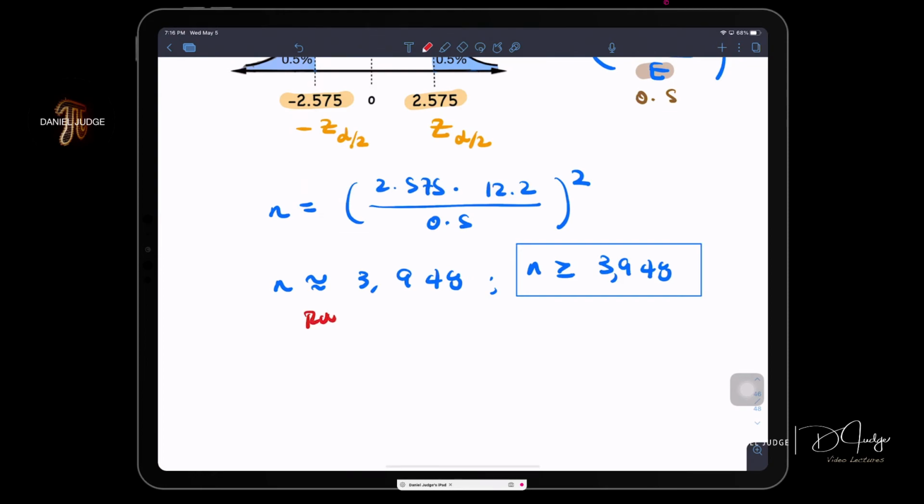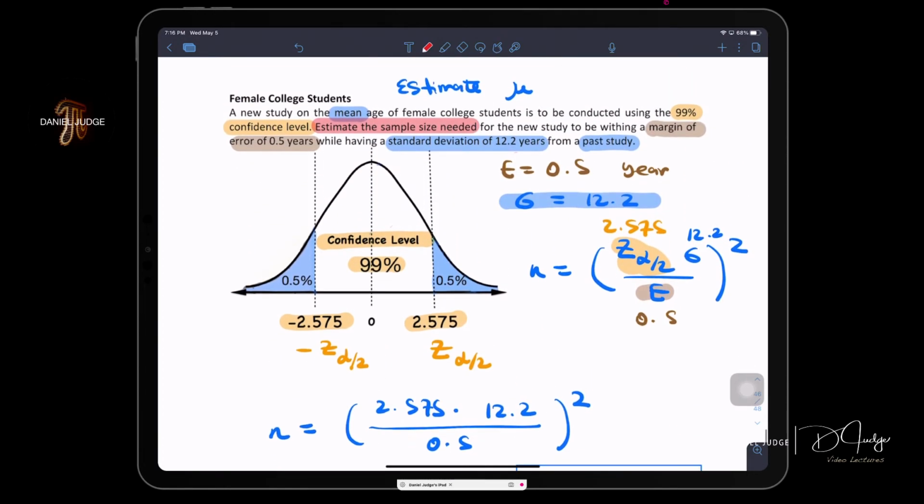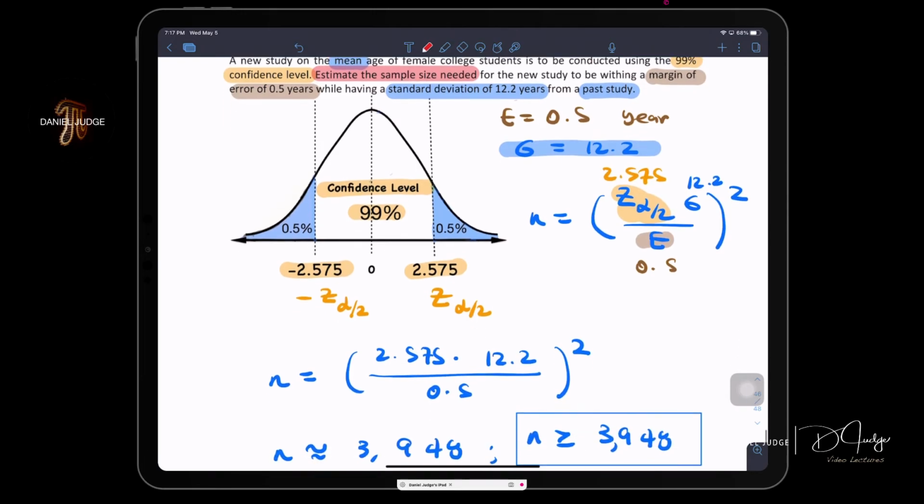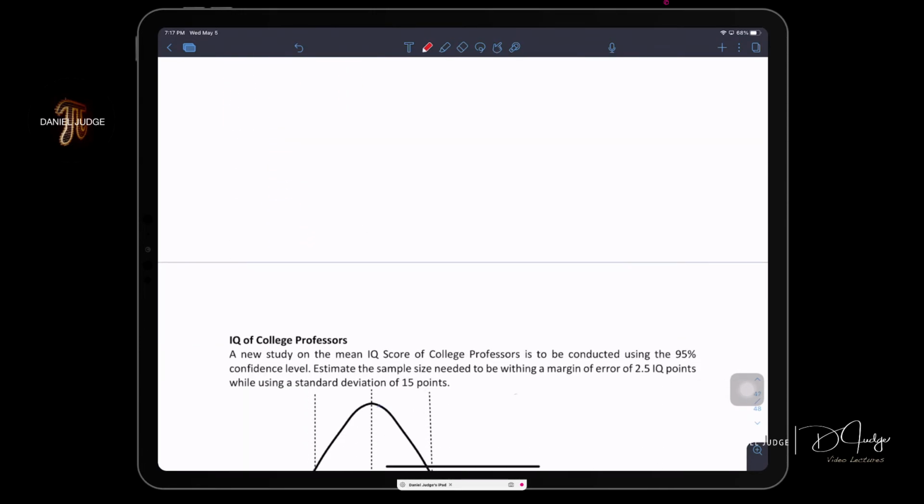I'm going to round up that data. So, you go out and gather that kind of data, 3,948 data values for this estimation of the mean mu. As you can see, you're just going to plug in the values. You're going to read it, plug in everything you need, and round up.